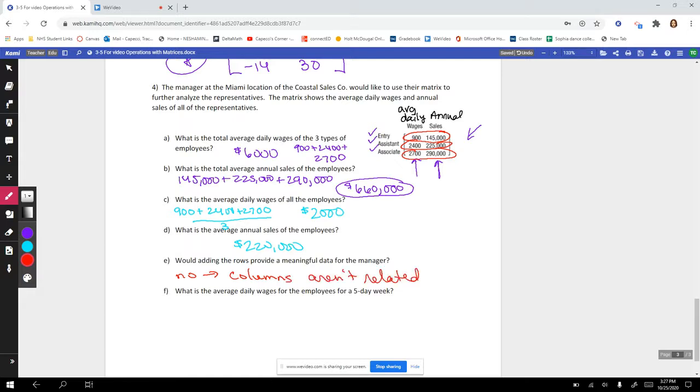Maybe if the columns just picked one or the other, if they talked about average sales in the month of January, or February, or for the first quarter or the second quarter, adding those together might be helpful, but we're talking about two different things here. And the last question: what is the average daily wages for the employees for a 5-day week? If we take our total average daily wage, which is $6,000, and multiply that by 5, we get a total of $30,000 for a 5-day week.